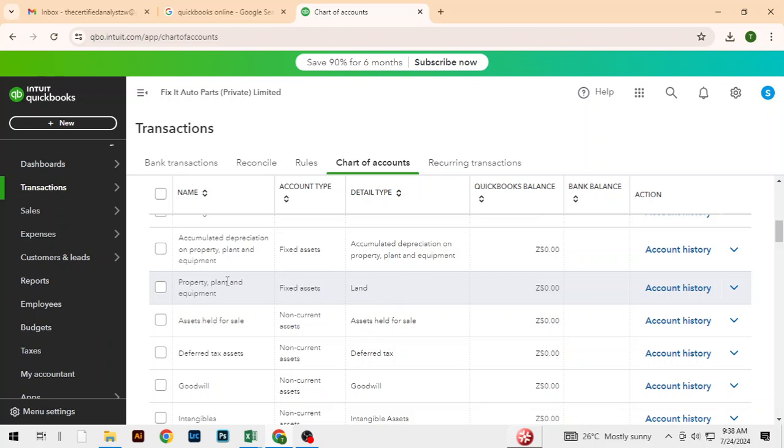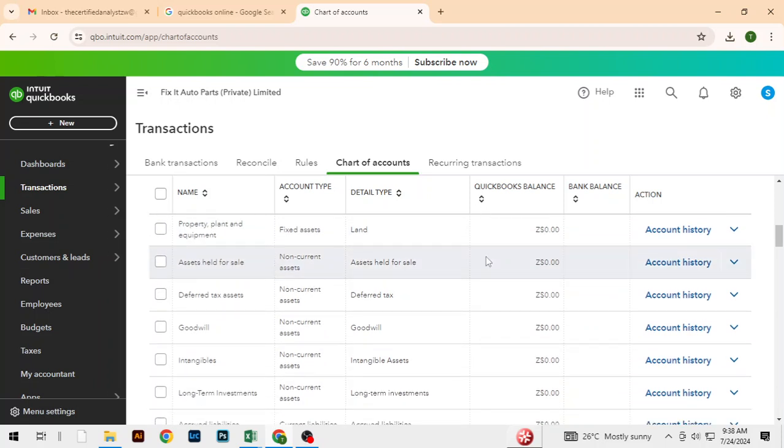So this could include the property, the buildings that you're using, they depreciate in value. We've got the plant, production plants. We may have equipment such as motor vehicles and all. So all of that forms part of this property, plant, and equipment, right?